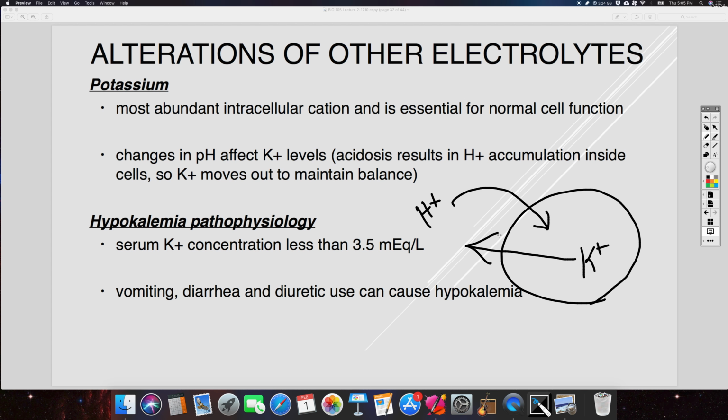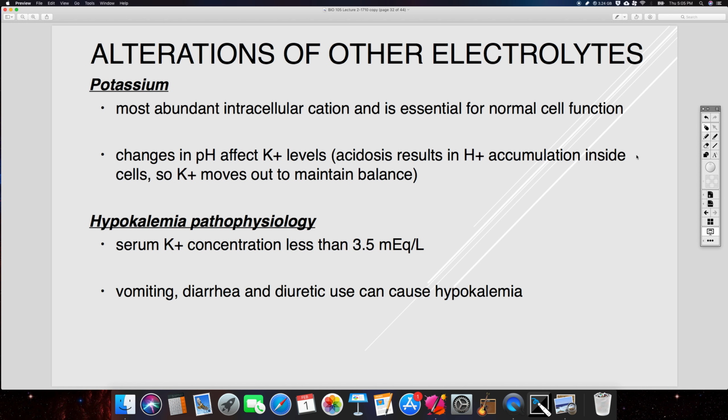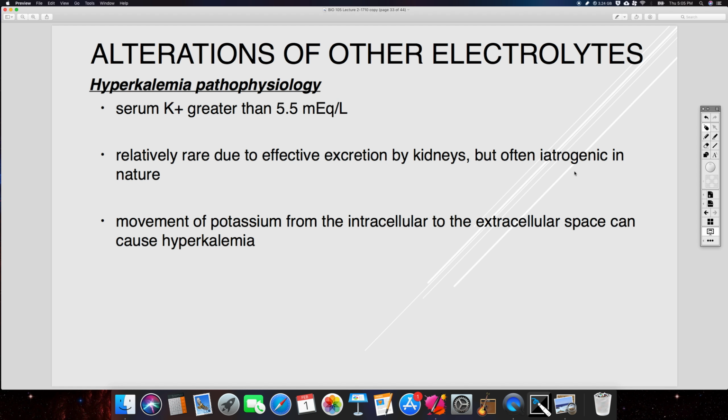And basically that can cause hyperkalemia. Now, let's talk about hypokalemia really quickly. So this is when concentrations of potassium in the blood are less than 3.5 milliequivalents per liter. You see this with vomiting, diarrhea, also diuretics, pretty common causes. So hyperkalemia, serum levels greater than 5.5 milliequivalents per liter. Actually pretty rare because the kidneys are very good at secreting potassium into the urine. So if this happens, it's typically due to mismanagement of medications.